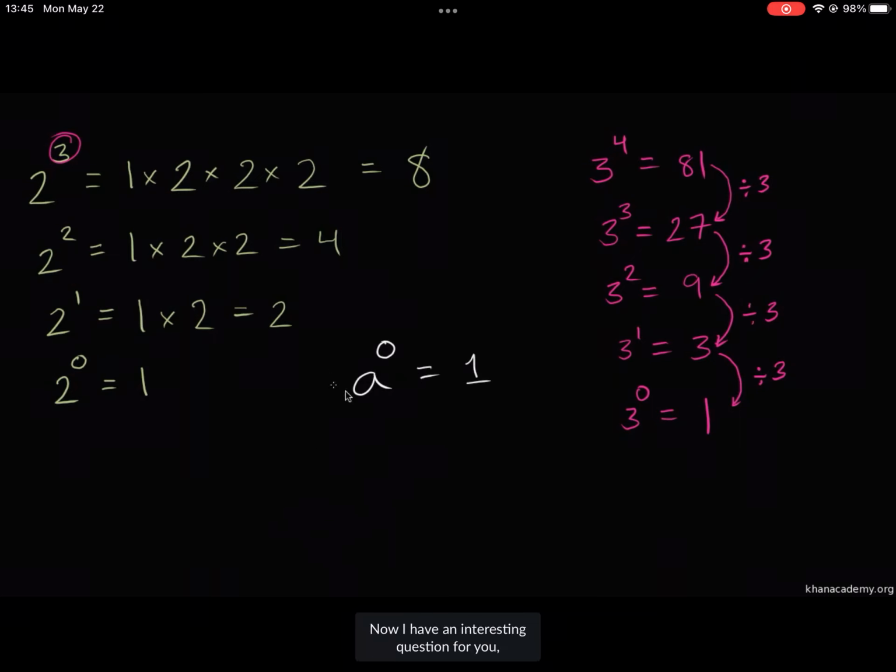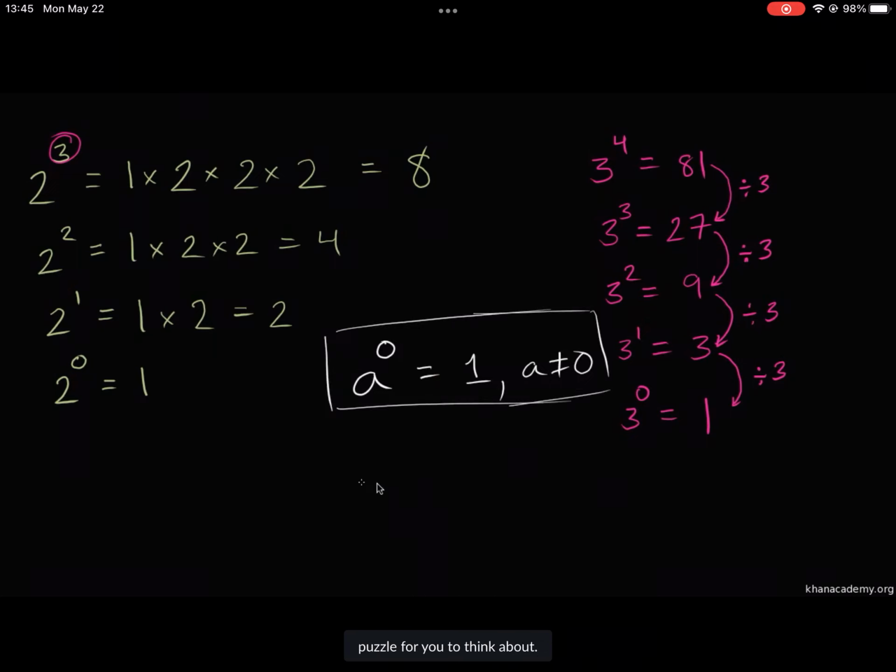Now I have an interesting question for you, and let's just say this is the case when a does not equal 0. I'll leave you a little bit of a puzzle to think about. What should 0 to the 0 power be? What's interesting about 0 to the 0 power is you'll get a different answer if you use this technique versus if you use this technique right over here. This technique would get you to 1, while this technique would have you divide by 0, which we don't know how to do. Anyway, I'll leave you there to ponder the mysteries of 0 to the 0th power.